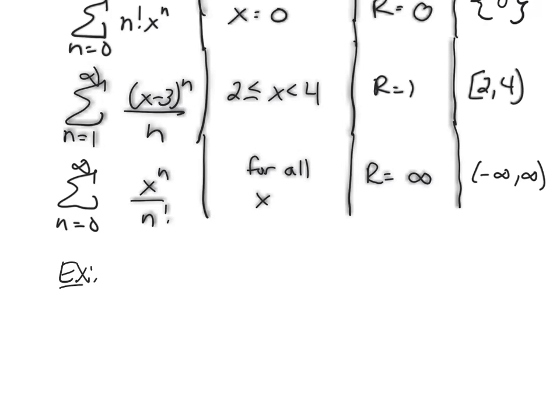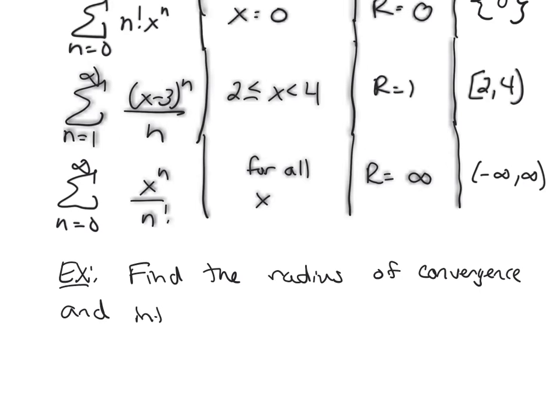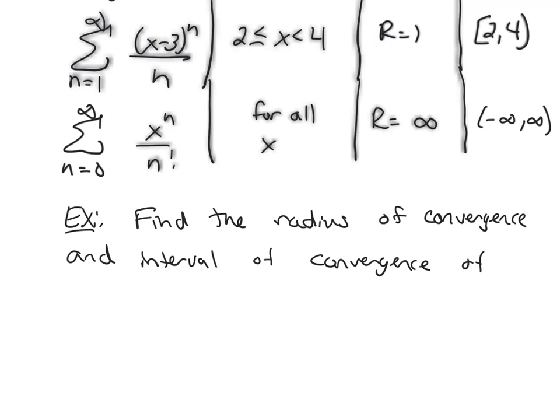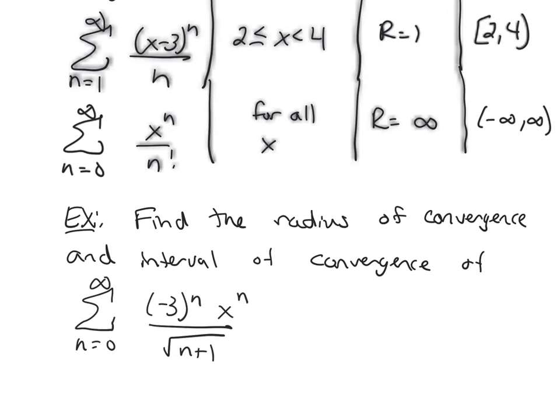So let's do our first one. Find the radius of convergence and interval of convergence of this power series, n equals 0 to infinity, -3 to the n, x to the n, over the square root of n plus 1.